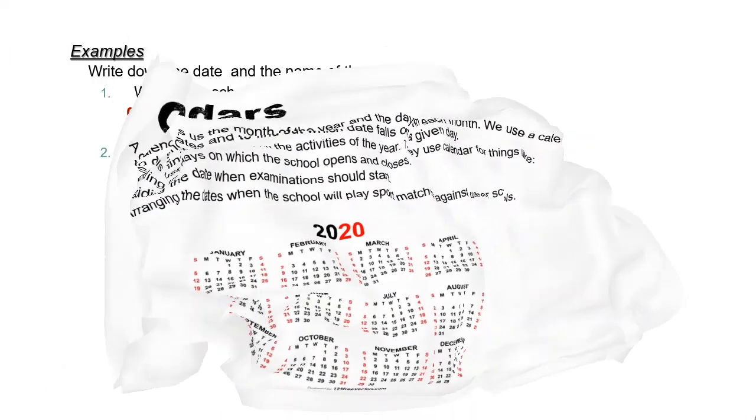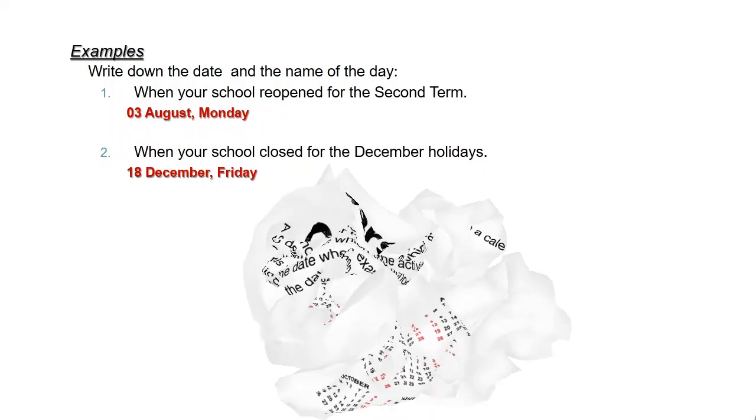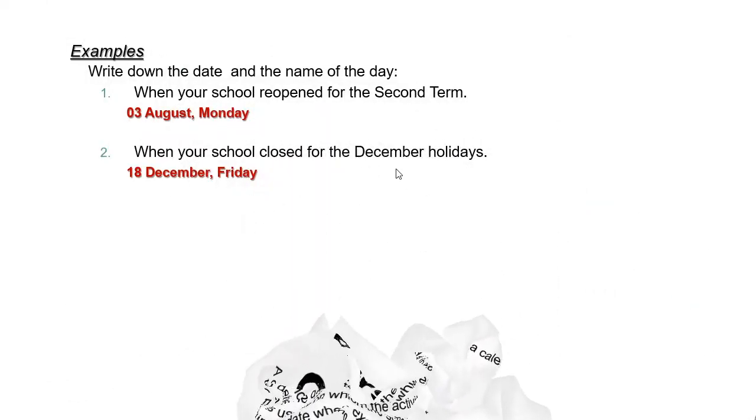And then, for example, let's look at this example. They say, now write down the date and the name of the day when your school reopened for the second term. We know that if nothing comes up, we will start on 3rd August. You can even go back on your calendar. What's 3rd August? The month is here, then 3rd is Monday. So 3rd August, Monday.